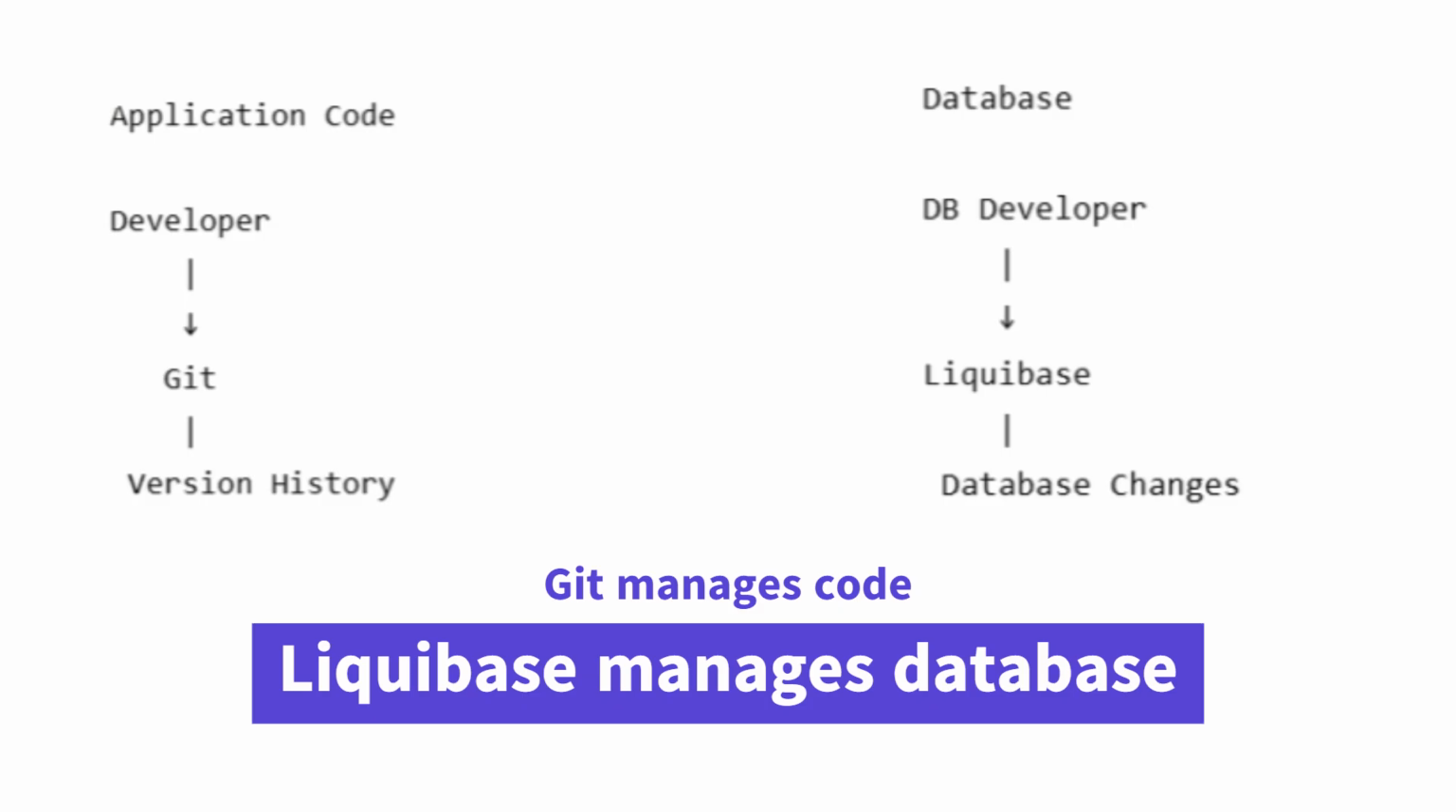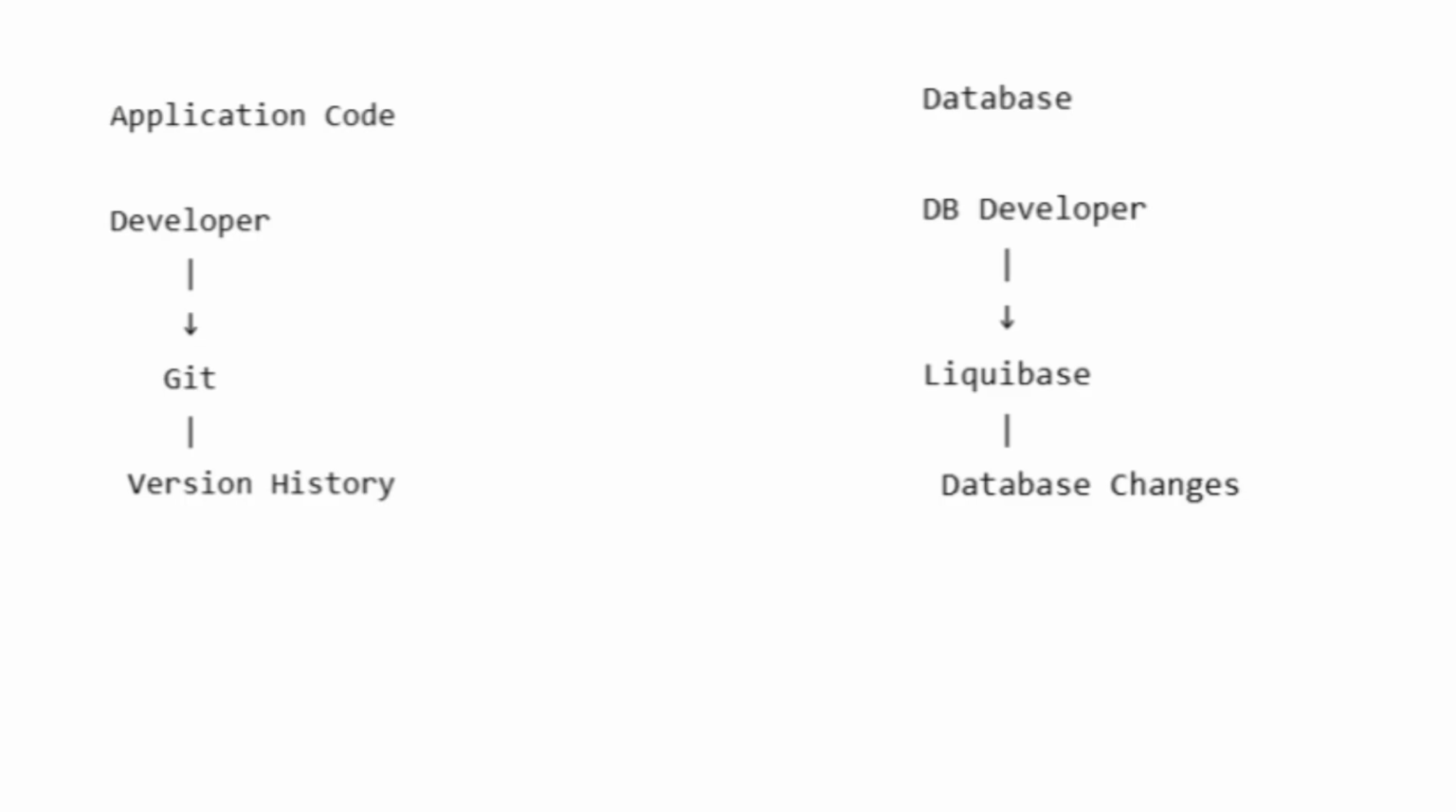What is Liquibase? Liquibase is an open source database change management tool. Think of it as Git for your database. Just as Git tracks changes to your application's code, Liquibase tracks changes made to your database schema.